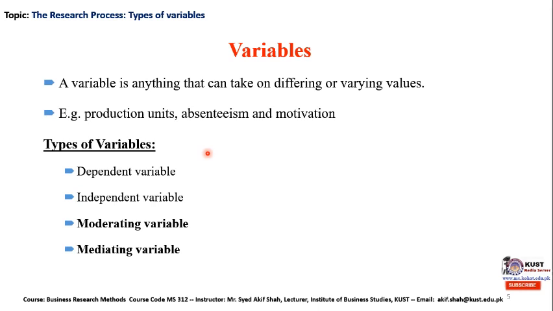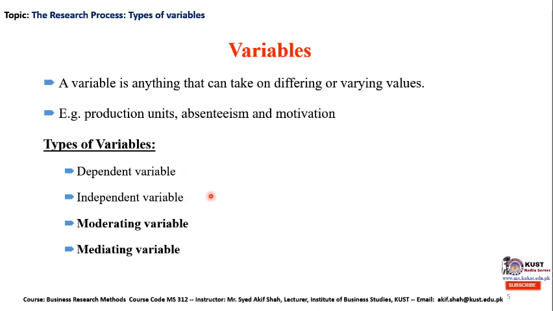A variable, as explained already in my previous lecture, is something that keeps on changing values or numerical figures. So it is something that can take on different or varying values in different time periods, like production units and absenteeism. There are four kinds of variables, known as dependent and independent variables and so on. The prime interest of the research is the dependent variable, and the independent variable is actually explaining or influencing the dependent variable.